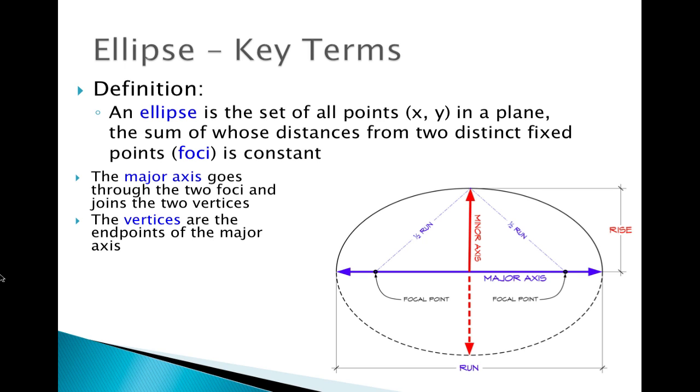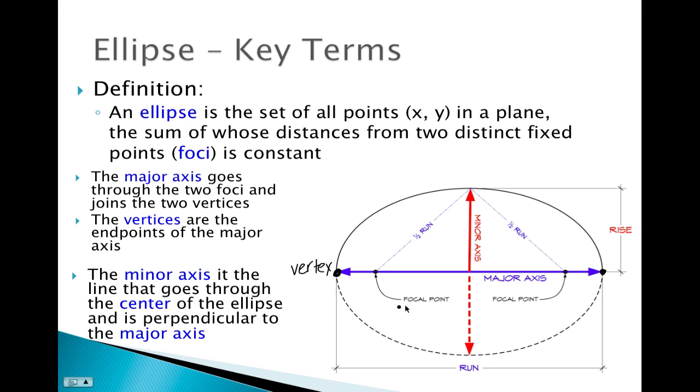The vertices, which we don't have labeled here, but I'm going to go ahead and draw them on, are the end points of your major axis. They lie on the actual ellipse. So this is the vertex here, this point that I just drew, and another vertex would be right here. They are on the actual ellipse, and they are the end points of your major axis. The minor axis is going to be the line that is perpendicular to your major axis, and it goes through the center. So this intersection of your major axis and your minor axis is the center of your ellipse.